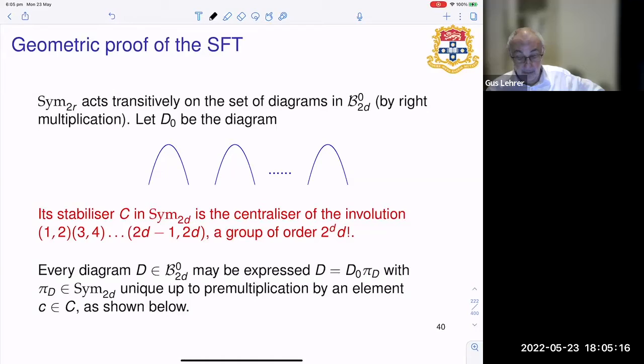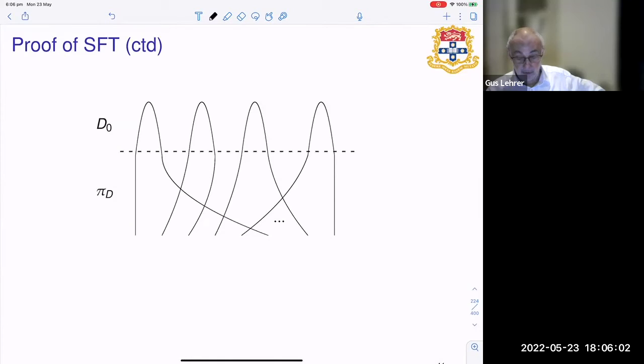So every diagram can obviously be expressed as D naught pi, where you put this D naught first, and then under the line, you have any permutation that you like. That element is going to be unique up to pre-multiplication by an element of the stabilizer of D naught, which is the group I've called C. Here's how that picture looks. There's D naught on top and a permutation at the bottom.